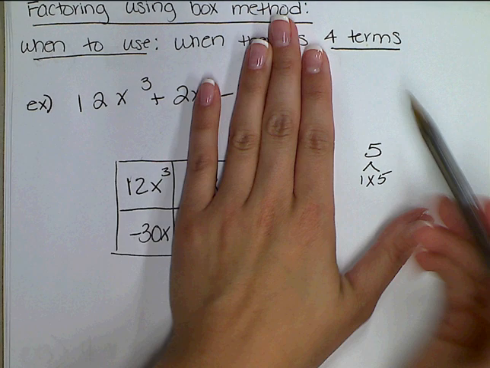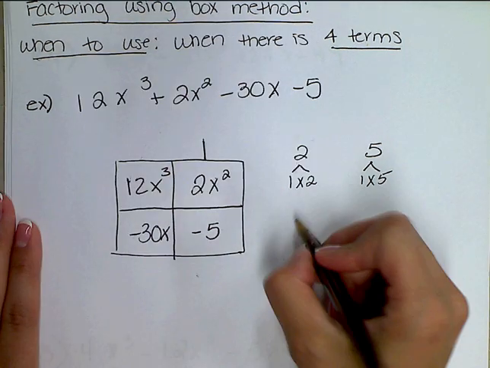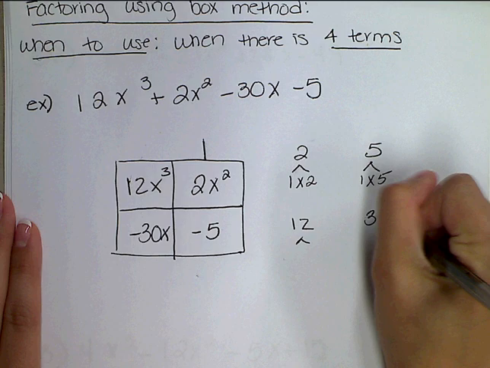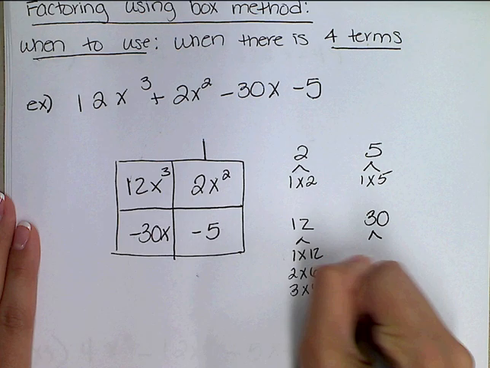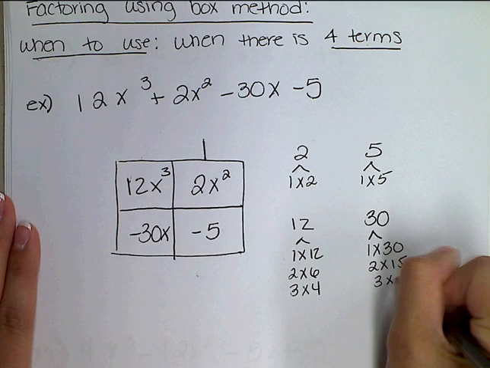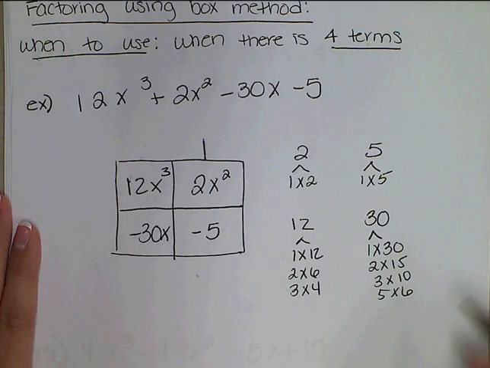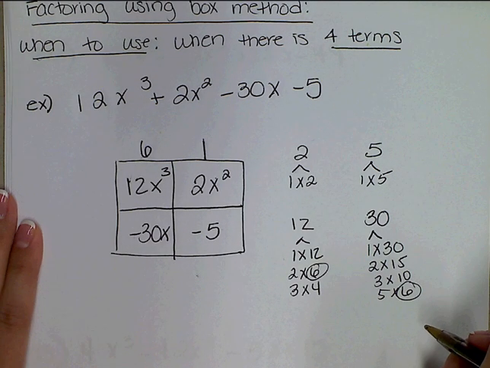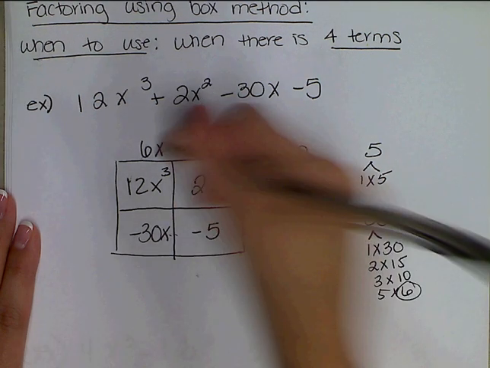Now I'm going to do these 2 boxes and find the GCF. So 12 and 30. I'll do this factor tree just for these 2. So I have 1 times 12, 2 times 6, 3 times 4. I have 1 times 30, 2 times 15, 3 times 10, and 5 times 6. So if I look, the highest number that they both have would be 6. So 6 would be the GCF. Then I look at the variables. The most that they both have is an x in common.